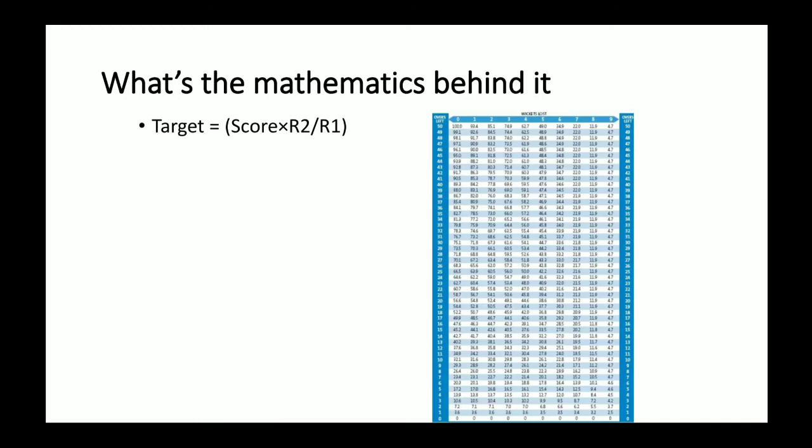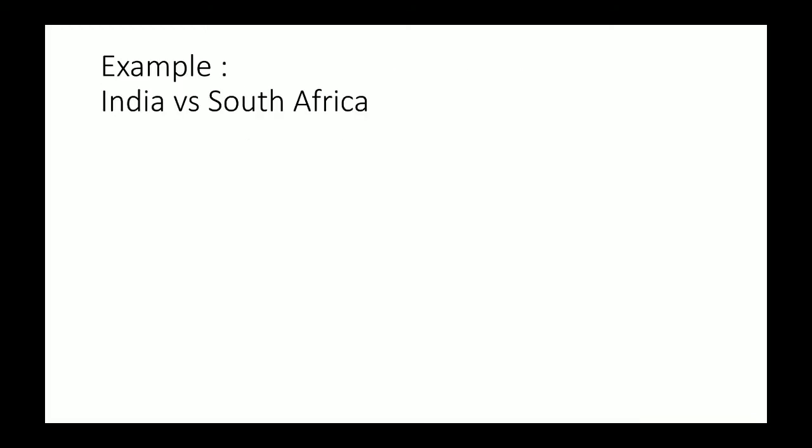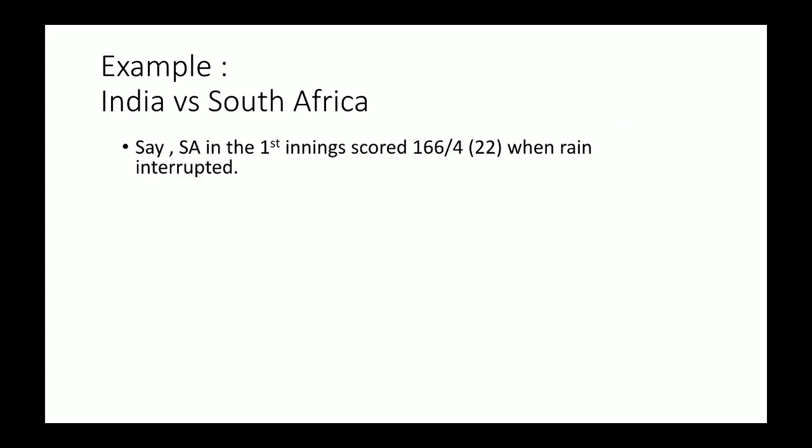Now let's take an example. Suppose there is a cricket match played between India and South Africa. Suppose South Africa is batting in the first innings and they have scored 166 with a loss of 4 wickets in their 22 overs. And suddenly rain starts pouring down and obviously the game has to be stopped.